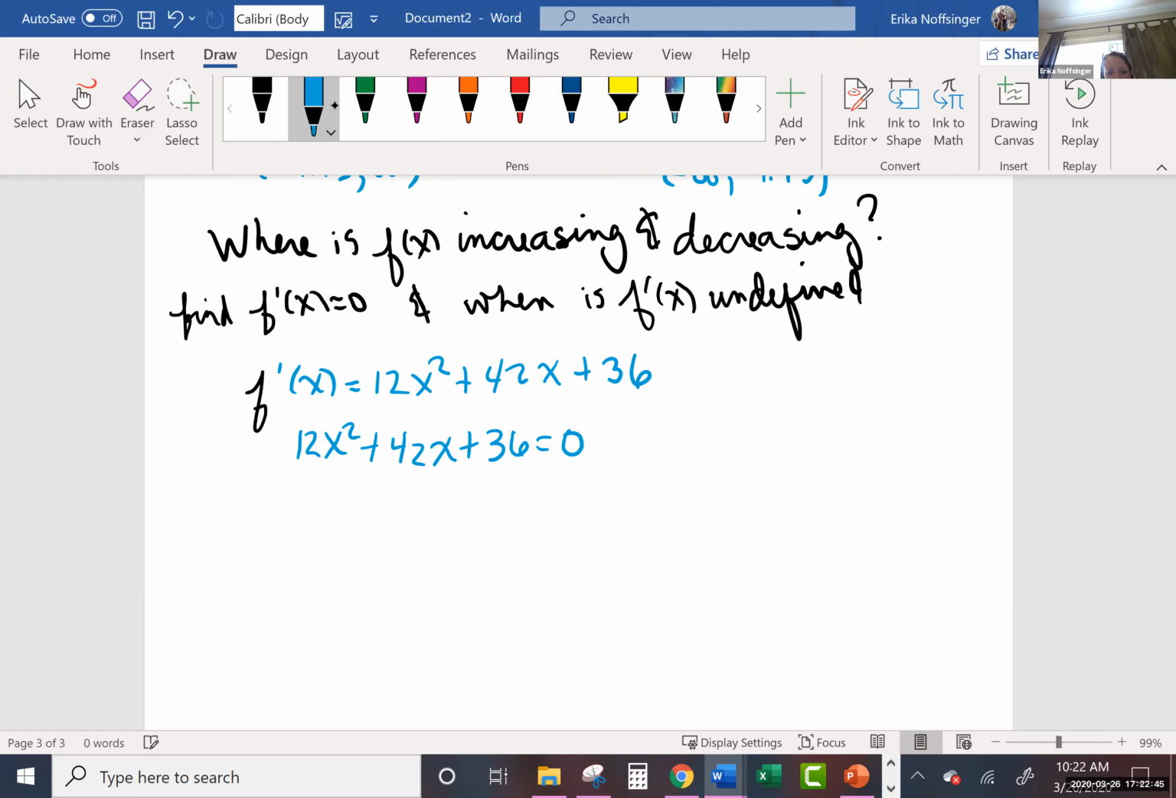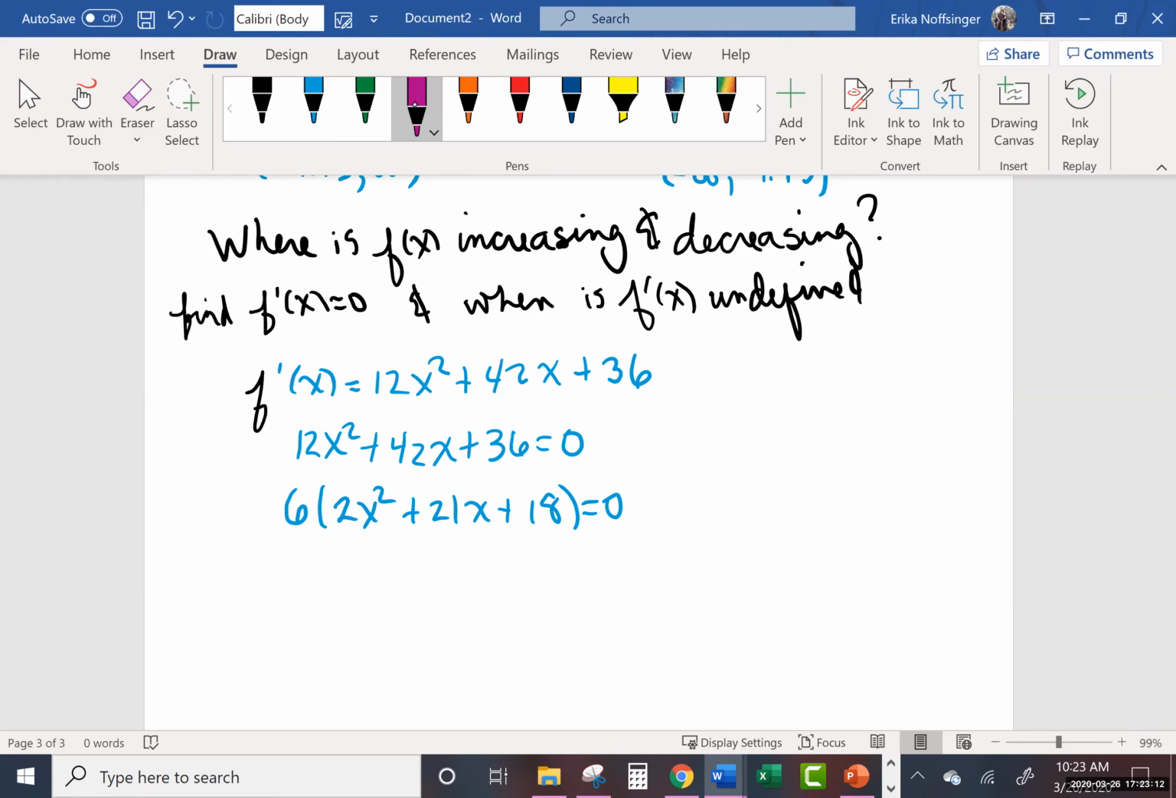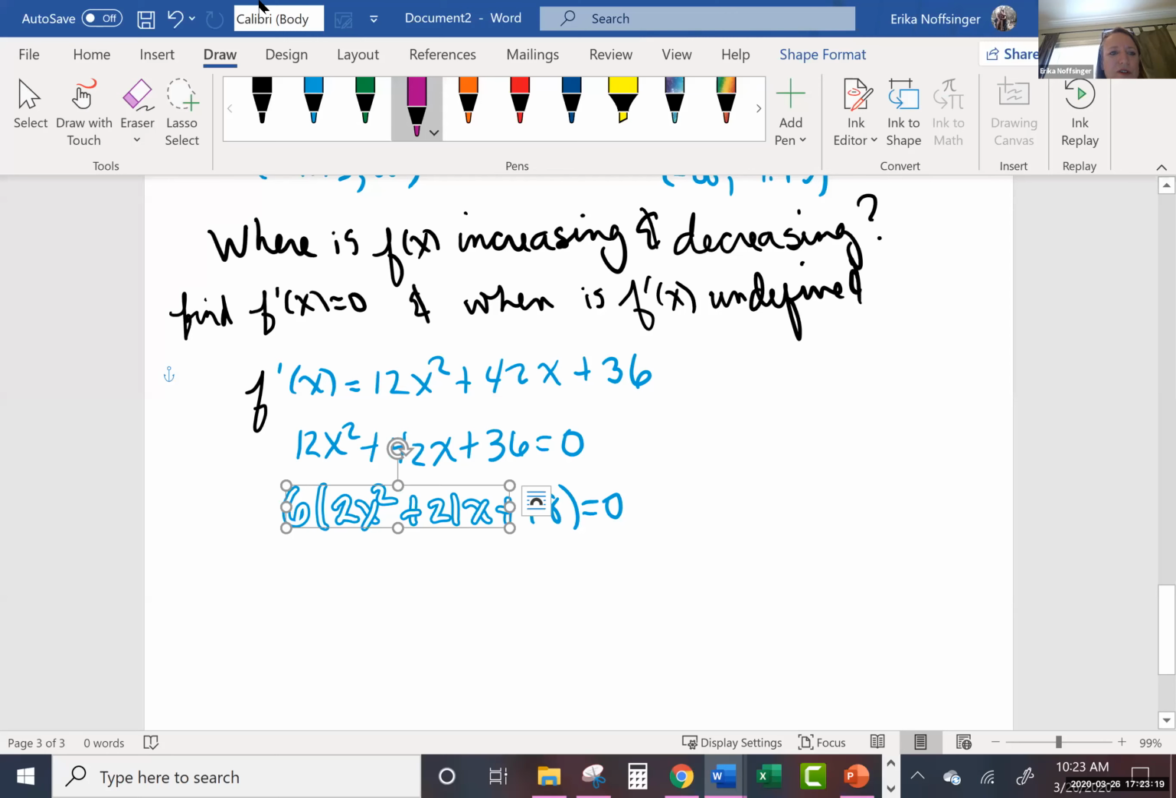First thing I would probably do is try to factor it. I notice that 6 goes into all 3 of those terms, so I can pull out a 6. That would leave me with 2x squared plus 7x plus 6 equals 0. So I need to either try to factor that, or I need to use the quadratic formula on that. If you pull my 6 out of 42, you get 7. Oops, thank you. Yeah, you do.